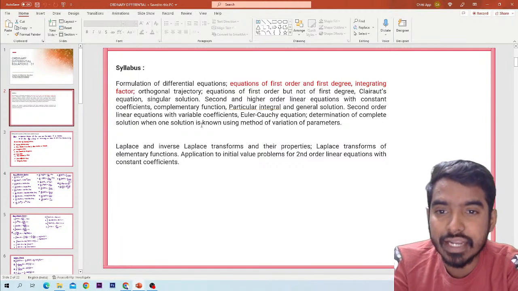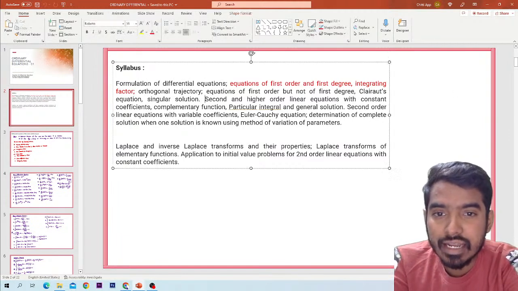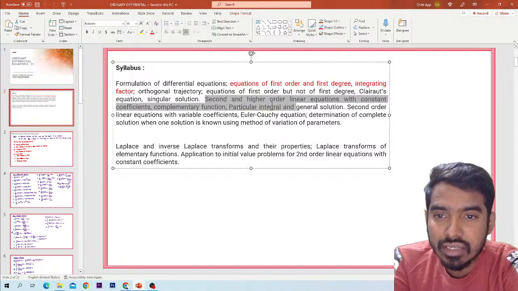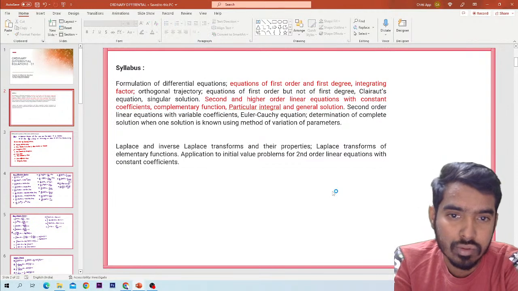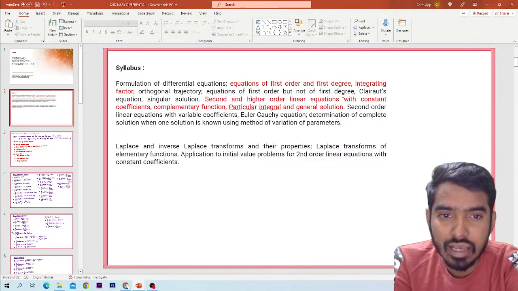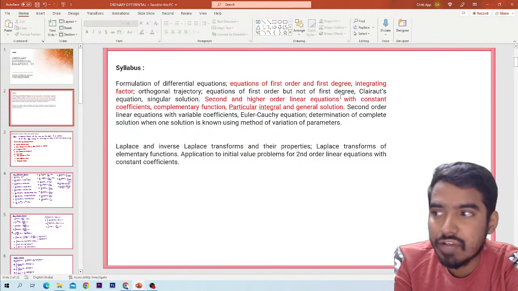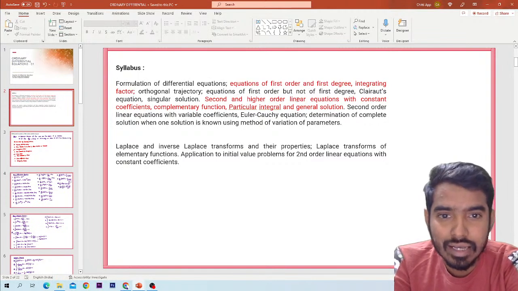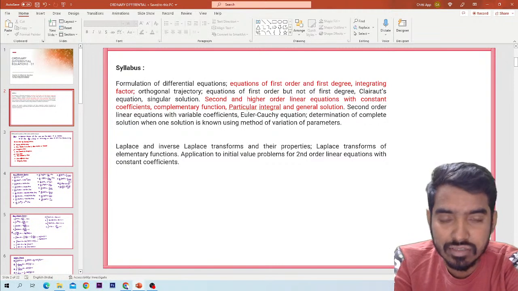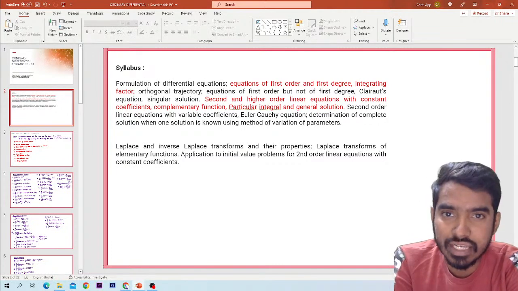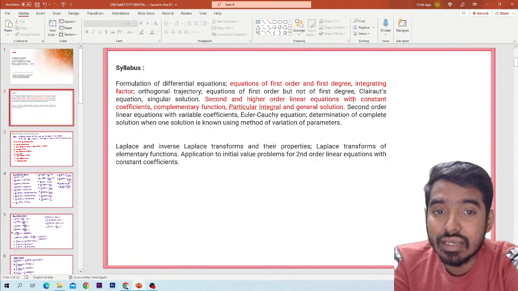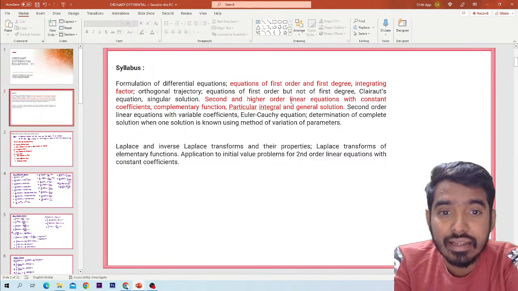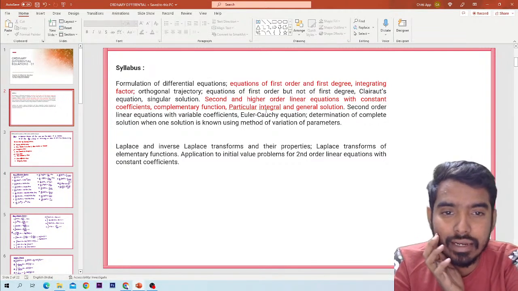Now we are going to move on to the second topic, which is called second and higher order linear equations with constant coefficients, complementary functions, particular integral, and general solution. We will come to the topic of equations of first order but not of first degree later, because for solving this, we need the idea of this topic.